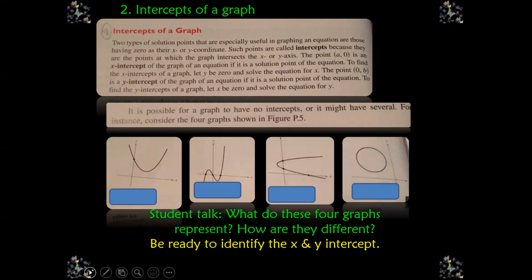Okay, so what do you notice about these 4 graphs? What do they represent? How are they different? And make sure you're able to identify the x and y intercept.